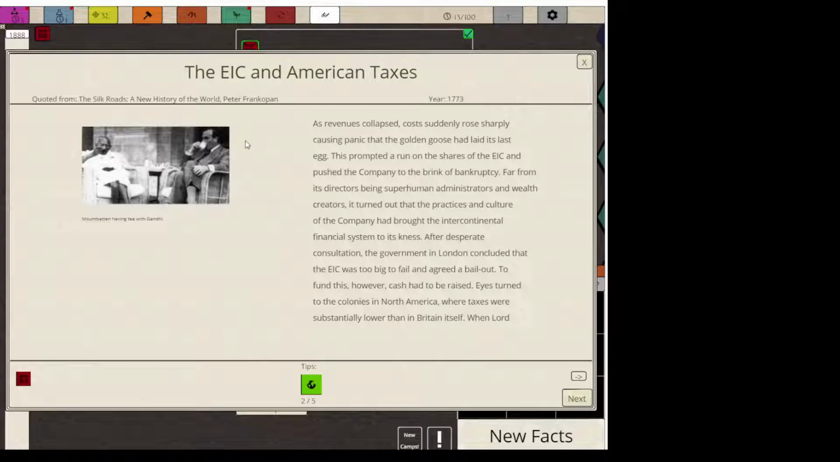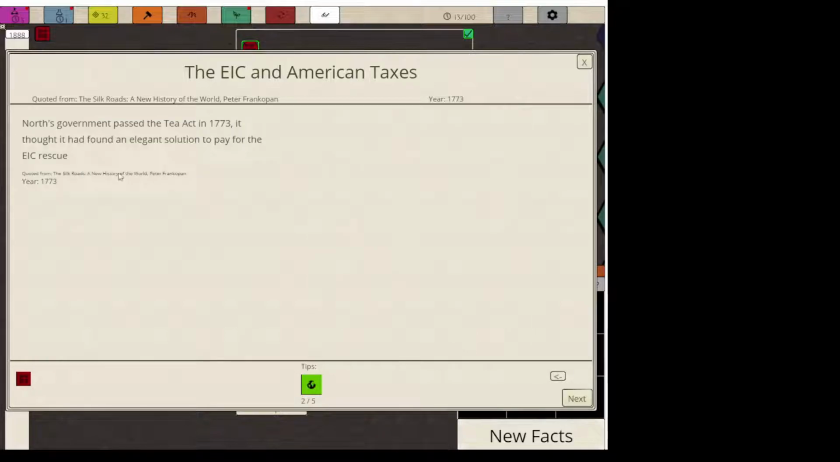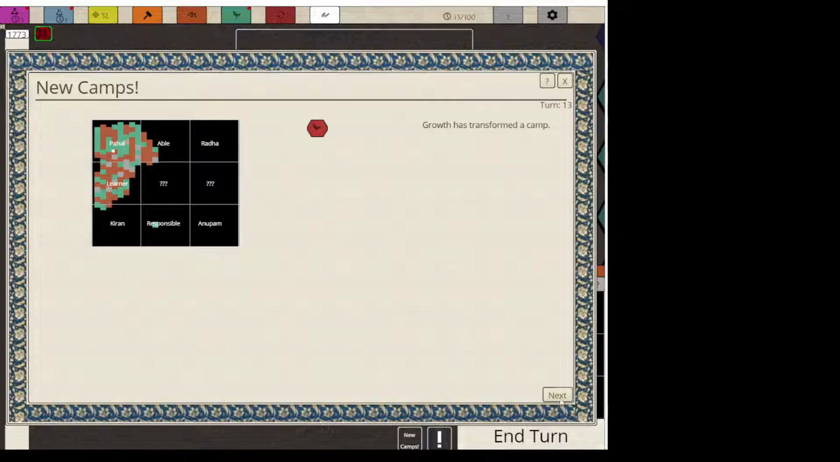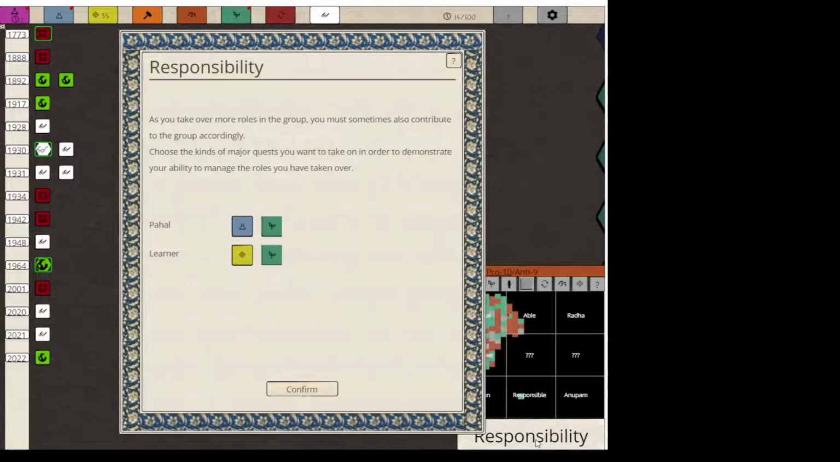The East India Company, due to massive corruption, basically got to the brink of bankruptcy, which in itself had major ramifications, and the government in London decided that it was too big to fail and agreed to a bailout. To fund this, however, they needed to get cash, and so they looked to the colonies in North America, where taxes were substantially lower, and decided to tax tea in 1773. So you can really get a sense of how all of these events had large global ramifications at the time.